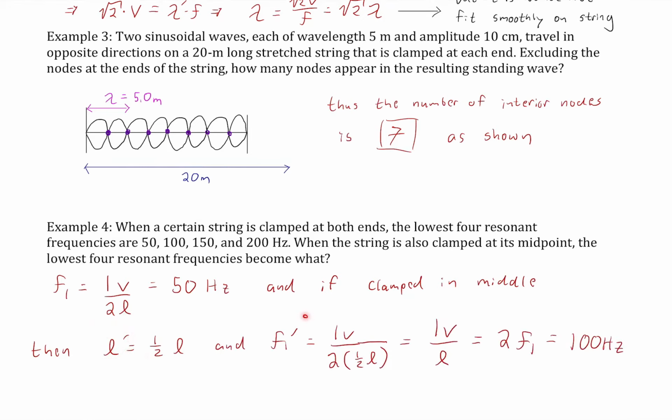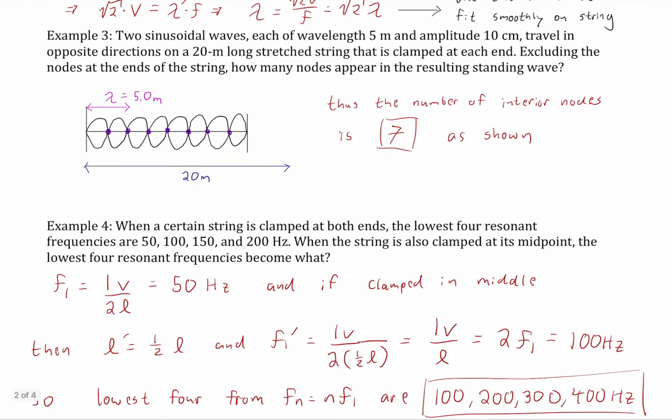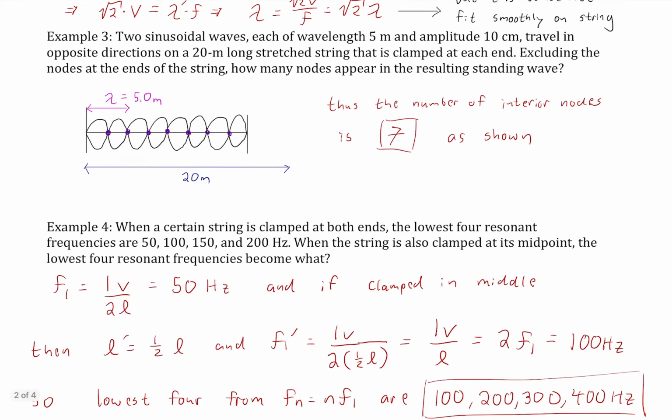And so then we can find the new frequency, and find that F1 prime will just be twice the F1 we had, which was the lowest frequency on the previous string, because the 50 hertz, by the way, was the fundamental. And so now we have a fundamental that is twice as large. All right, so now our lowest four frequencies are going to start with the fundamental 100 and then go 100, 200, 300, 400, and so on.